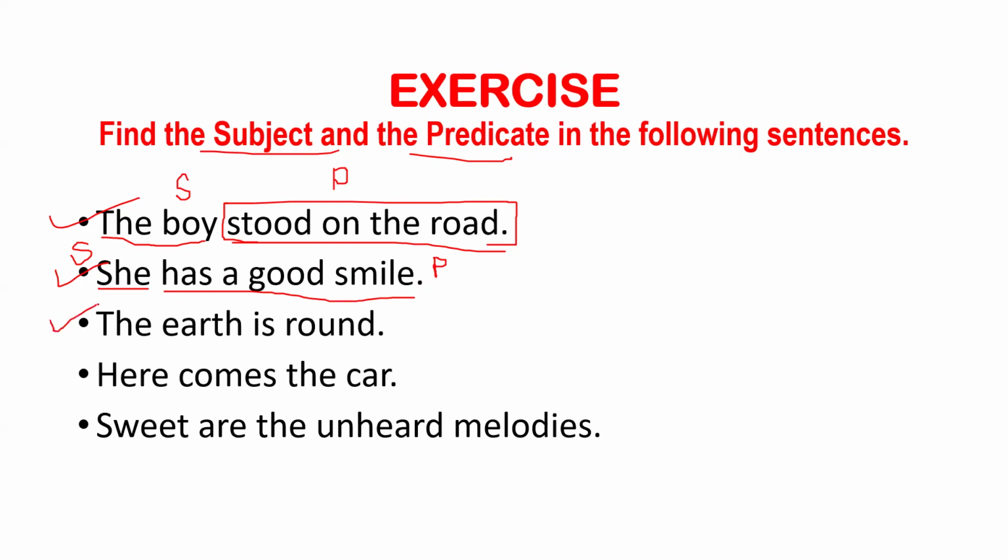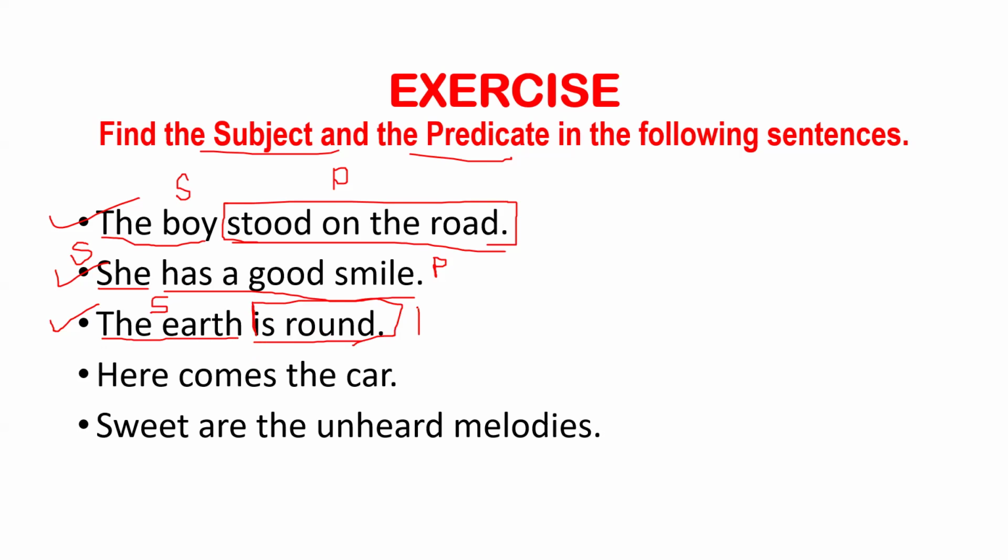So now coming back towards the third example, the earth is round. Here we are telling about the earth. So that is why the earth is the subject. And what we are telling about the earth is, it is round. So this, is round, is basically a predicate.